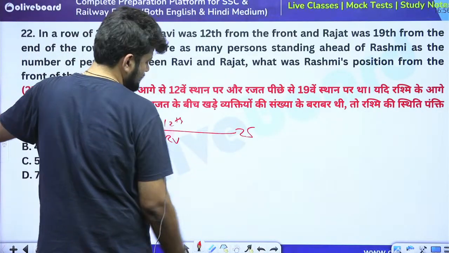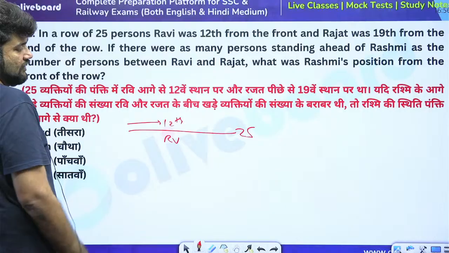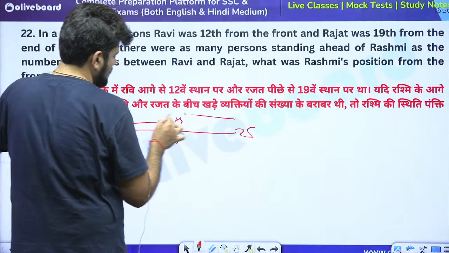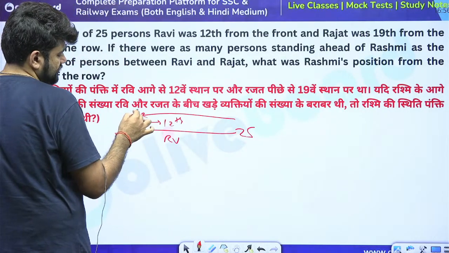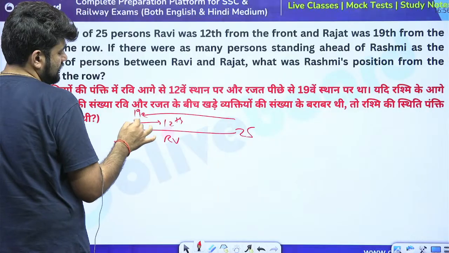Now if you observe this, 19 plus 12 is how much? It's 31. So it's more than 25. Okay. So Rajat is here. This is 19, this is Rajat.